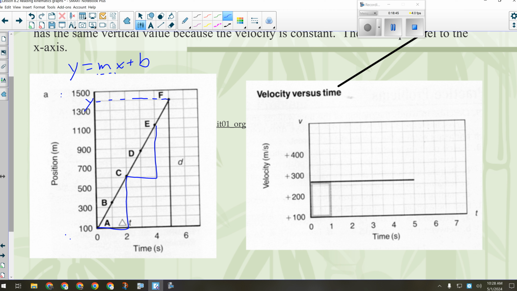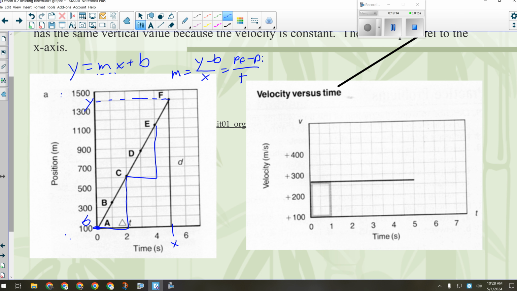All right, here's my final position. That's y. Here's my initial position. That's b. And here's my time. That's x. Okay, so now I've got all the numbers except for m. So I'm going to calculate m. That's going to be y minus b over x, which is final position minus initial position divided by time. So I'm calculating velocity here.